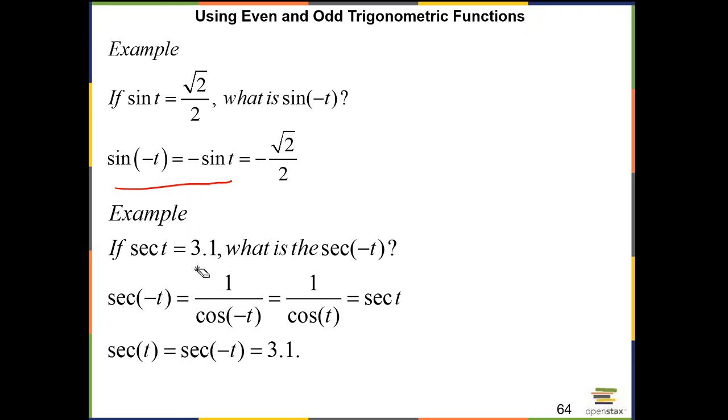If secant is 3.1, what is the secant of negative t? Well, secant of negative t, since secant is an even function, is the same as secant t, so it's the same. It's 3.1, right? If you forget about secant, tangent, cotangent, and cosecant, just think of sine and cosine, right? And you can easily see whether they're odd or even.